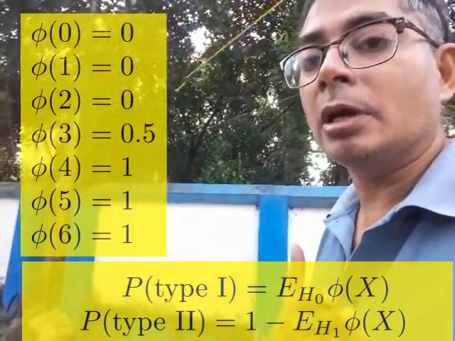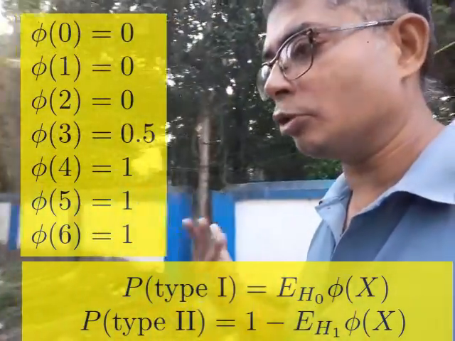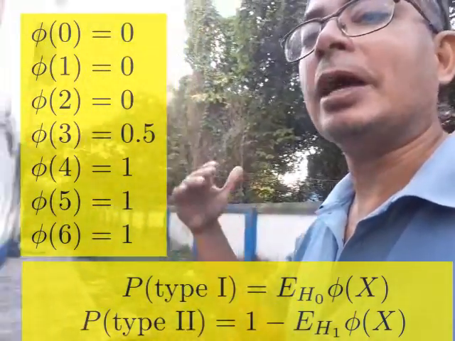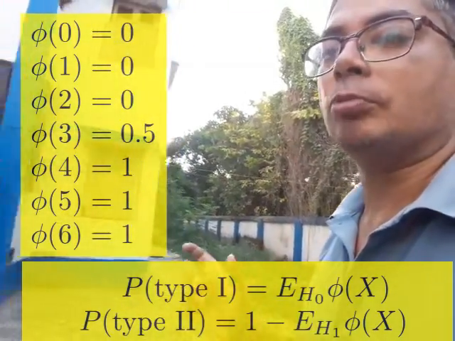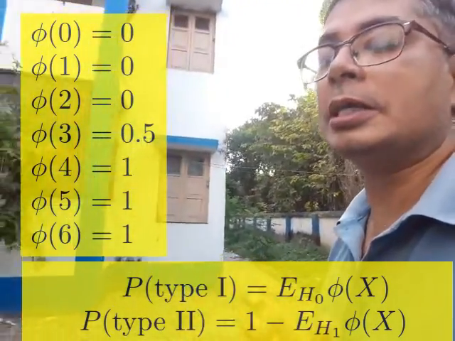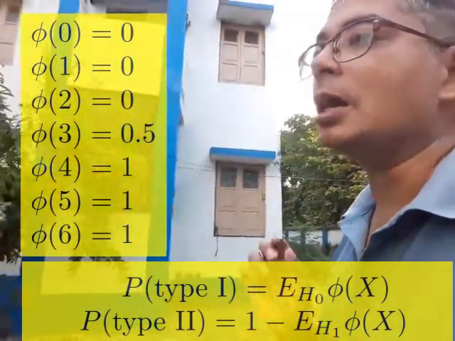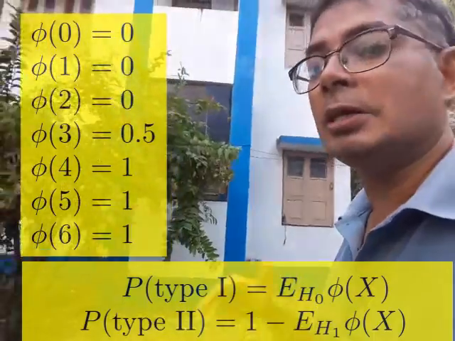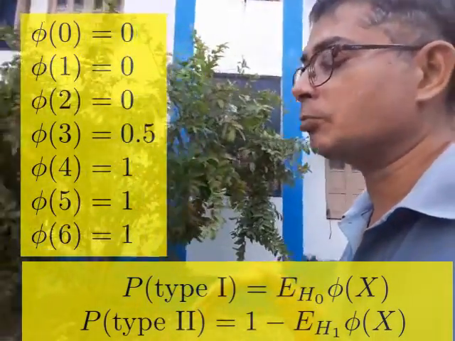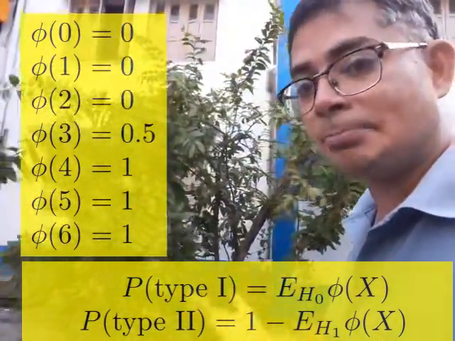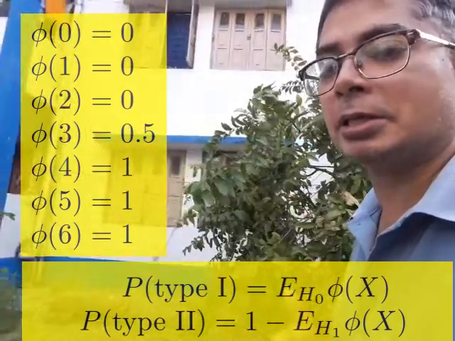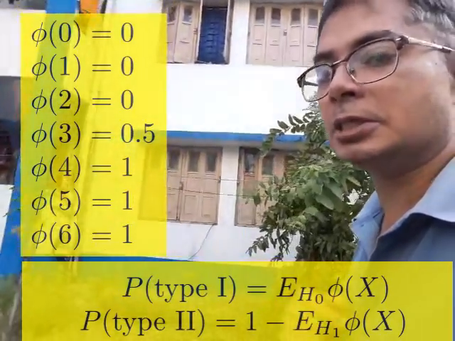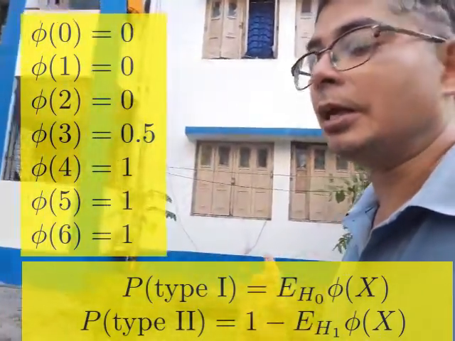Now, here this rejection is taken in a more general sense. Even if I am rejecting with some probability, I am taking that into account. So probability of type 1 error is expectation of phi under H0. Similarly, probability of type 2 error, which is probability of accepting, which means 1 minus rejecting, is 1 minus the same expectation, but this time taken under H1.